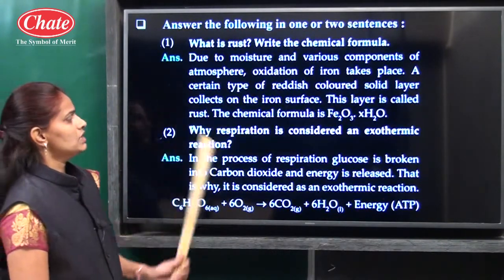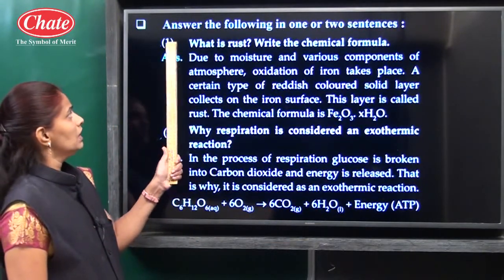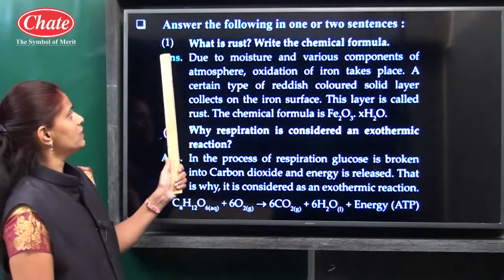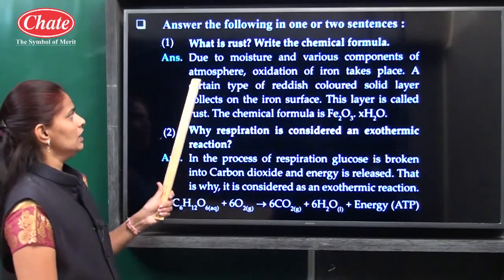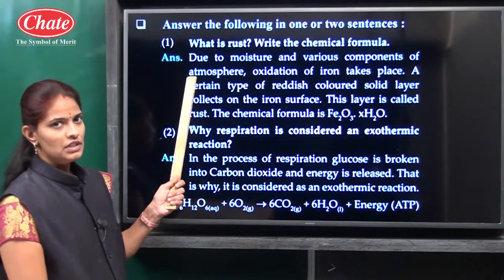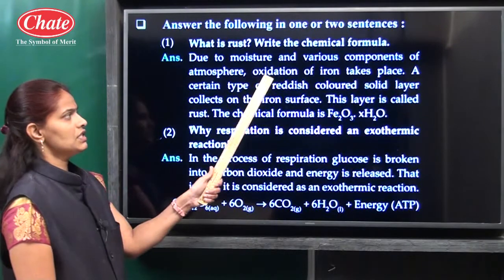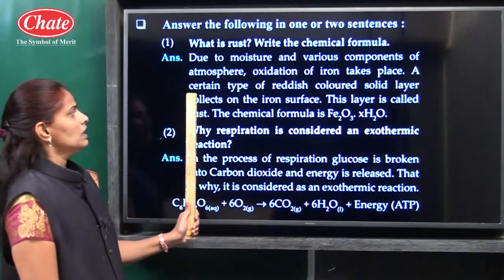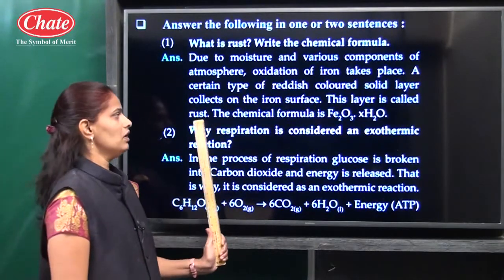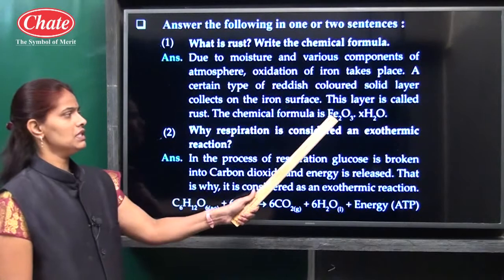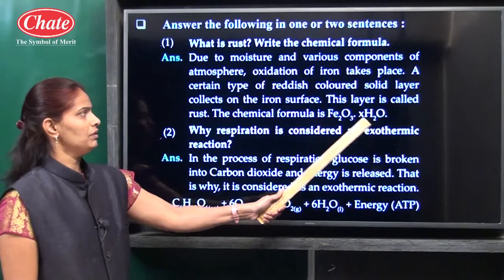Okay, from this topic there is answering in 1 or 2 sentences. So what is rust? And write the chemical formula. Okay, here we discussed in the last question rusting of iron. Due to moisture and various components of the atmosphere, oxidation of iron takes place. A certain type of reddish colored solid layer collects on the iron surface. This layer is called rust. And the formula of rust is Fe2O3.H2O. Okay, this is the chemical formula for rust.